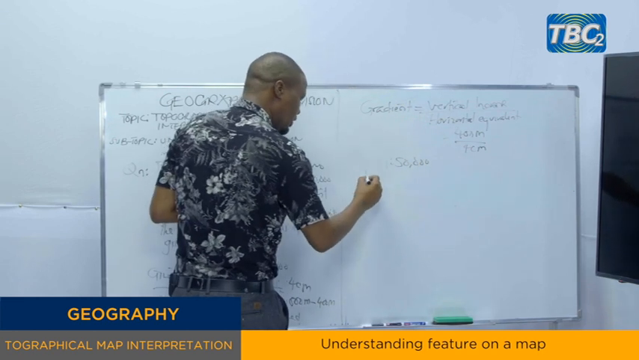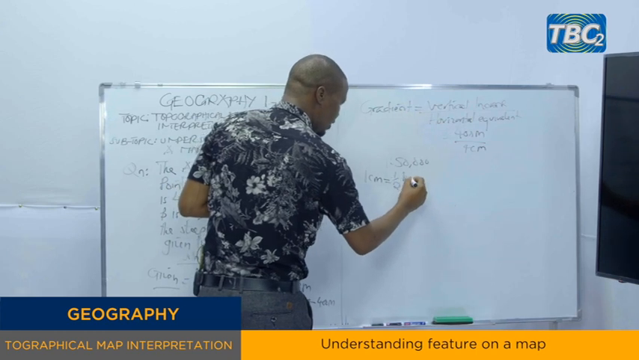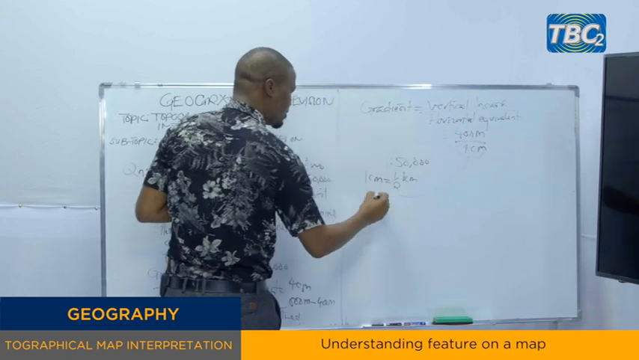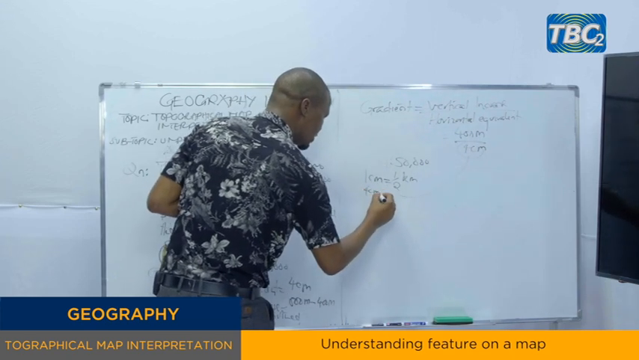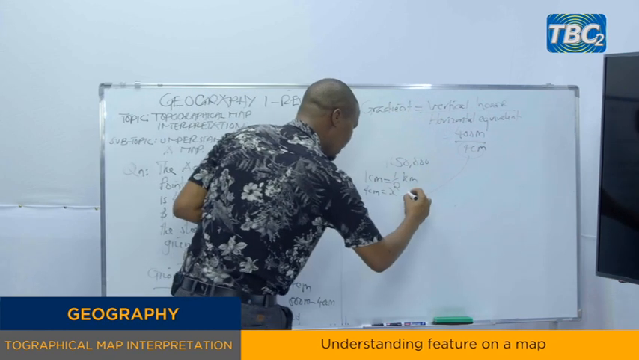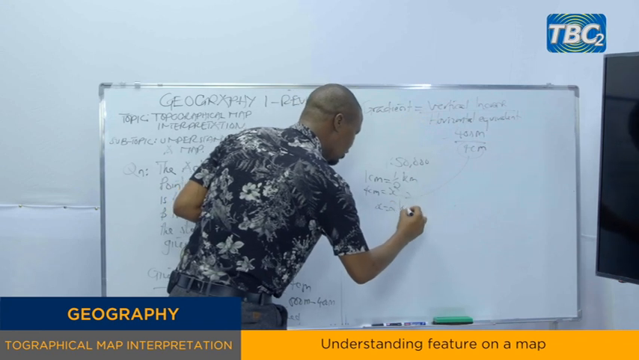What does it say? It says 1 centimeter on the map is equal to 0.5 kilometer on the actual ground. So we ask ourselves, how about this one? So we put here, 4 centimeters is equal to how many kilometers? Then from there you get x equal to 2 kilometers.